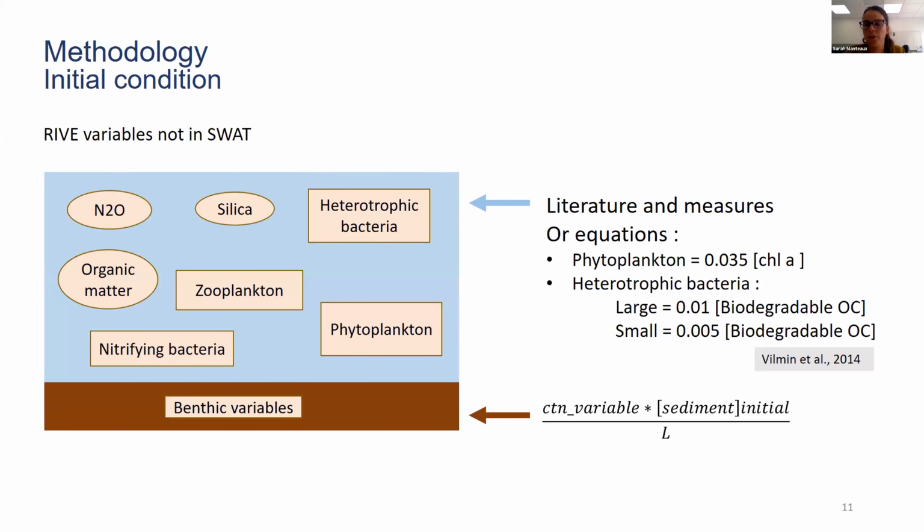And the third problem is that in RIVE, there are a lot of biomasses that are taken into account and not represented by SWAT. So we will have to put initial concentrations, by literature measures or equations linked to variables we know we have the data for. And this is for the water column. For the benthic variables, they usually use in RIVE a coefficient multiplied by the sediment content to initialize the variables in all the channels.